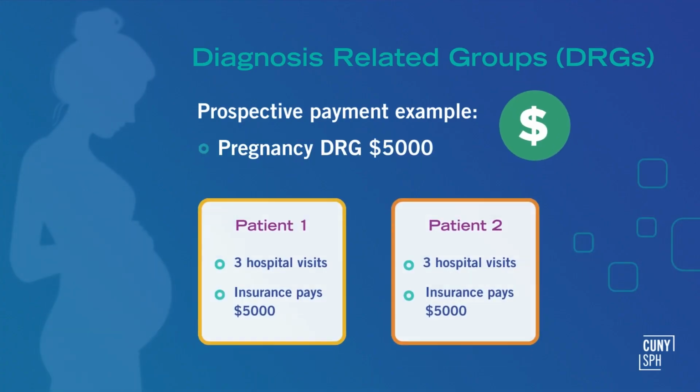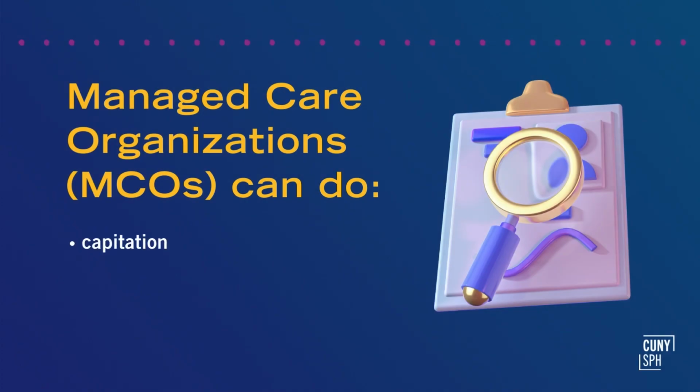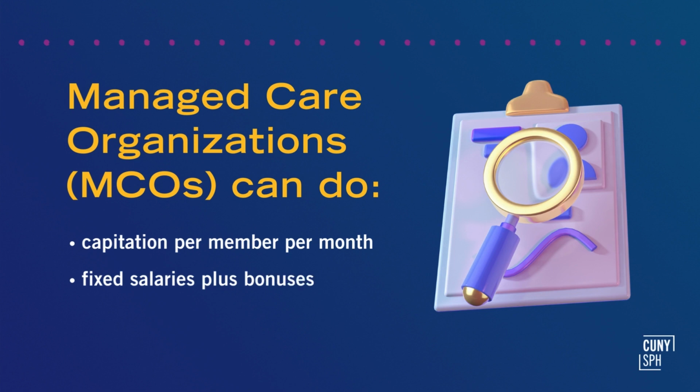Let's say that a pregnancy DRG is $5,000. One woman can have 10 visits to a hospital and another woman has 3 visits. But since both are with the same DRG, the insurance will pay $5,000. In this example, the risk is transferred to the hospital. MCOs can also do a capitation per member per month and fixed salaries plus bonuses.